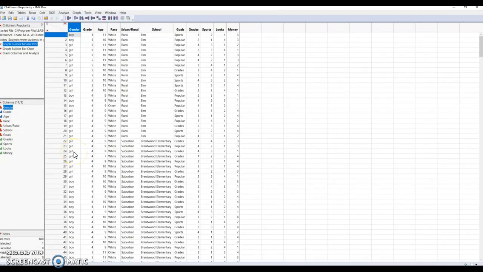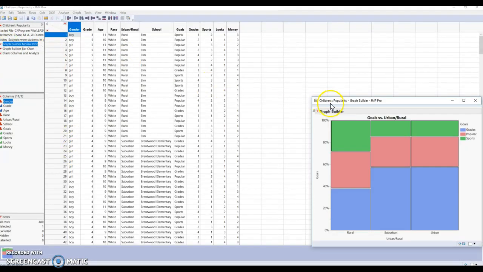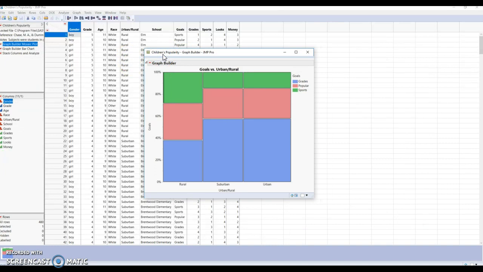So here we have the data set children's popularity, and notice how we can go over to the graph builder mosaic plot and run the script. So here we have our mosaic plot, and notice how we are comparing regions and goals, and we have three different goals. We have grades, popular, sports, and notice how for example for the suburban region we have 57.6% of students focusing on grades. For the rural region we have 38.3%, and we can compare percentages across the different regions for this specific example and see how they compare to one another.